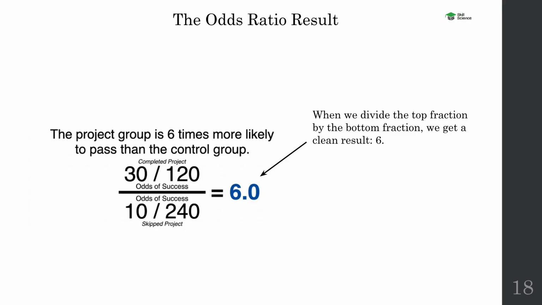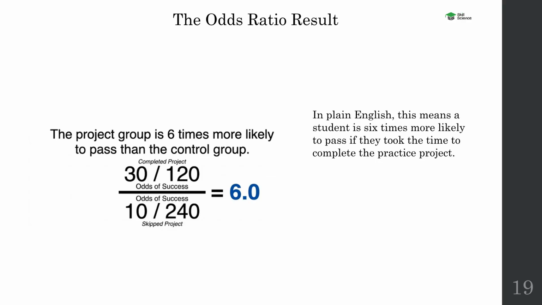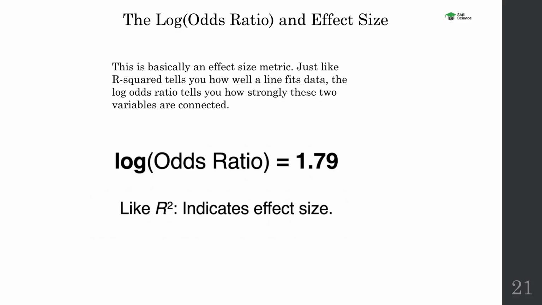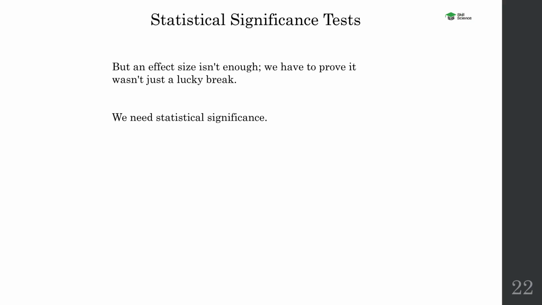When we divide the top fraction by the bottom fraction, we get a clean result, 6. In plain English, this means a student is 6 times more likely to pass if they took the time to complete the practice project. To make this result mathematically useful for modeling, we take the natural log of 6, which is 1.79. This log odds ratio is an effect size metric. Just like R² tells you how well a line fits data, it tells you how strongly these two variables are connected.